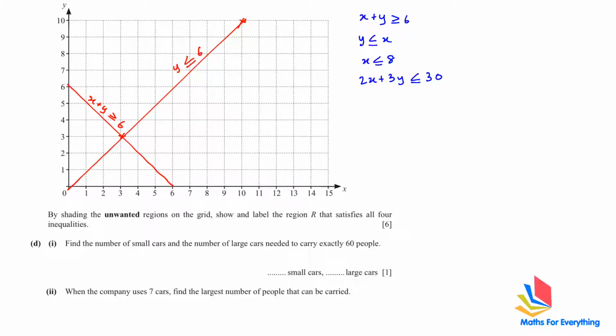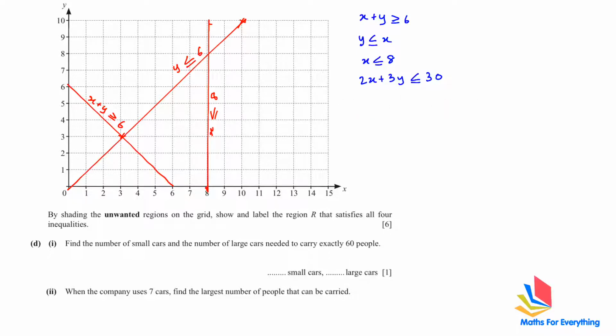And then we have x is less than or equal to 8. This is x is 8. We'll draw that line. This one is x is less than or equal to 8. The other one you have is 2x plus 3y is less than or equal to 30.